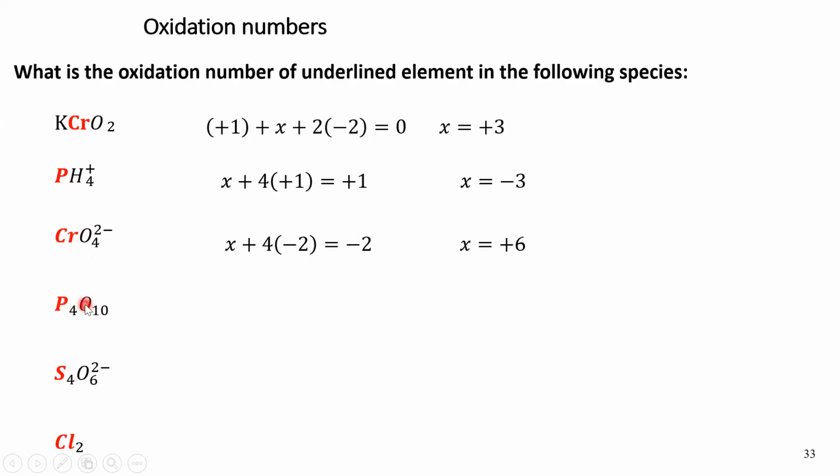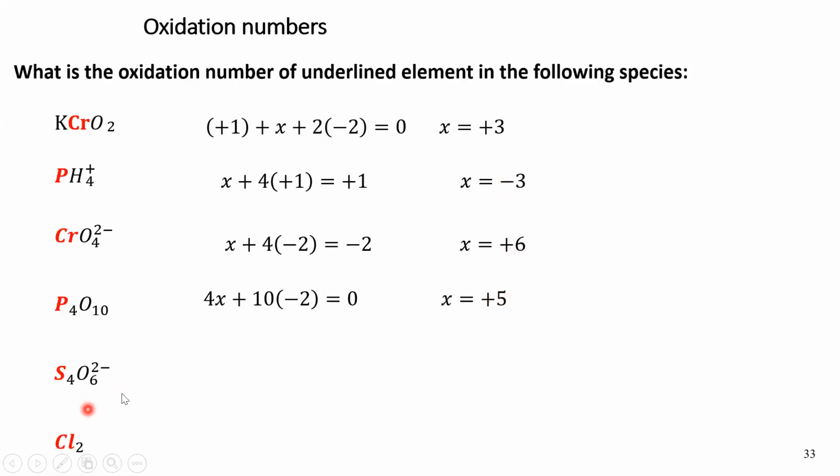Tetraphosphorus decoxide. Okay, we want to find out what the oxidation number on phosphorus is. We don't know phosphorus, but there are 4 of them. That's going to give us 4x. So we've got 4x plus 10 times -2 equals 0. So that's 4x minus 20 equals 0. So 4x equals 20, x equals +5. And you do want to put the pluses and the minuses so you know which one it is. Don't just put 5. We should put +5.